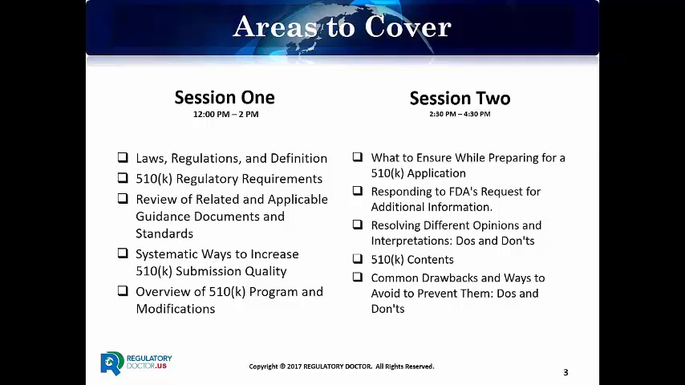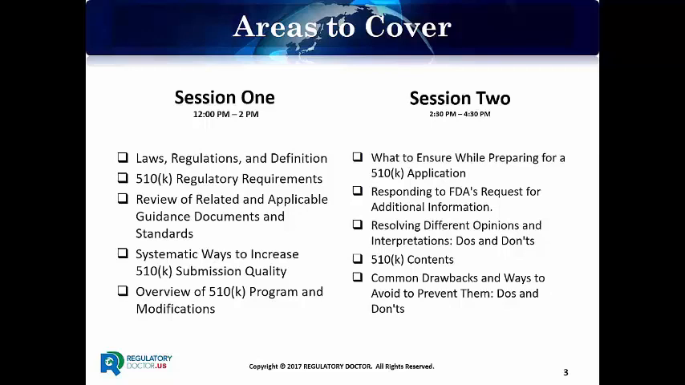What are the key differences between reviewers and FDA? What are the do's and don'ts and 510K content? And how to best prepare a 510K for submission to the FDA.